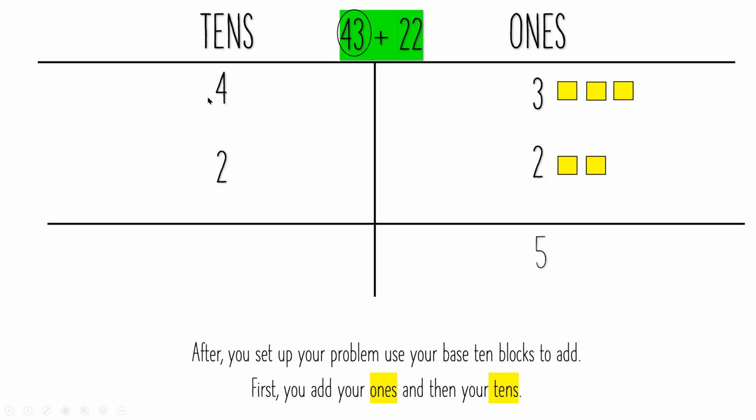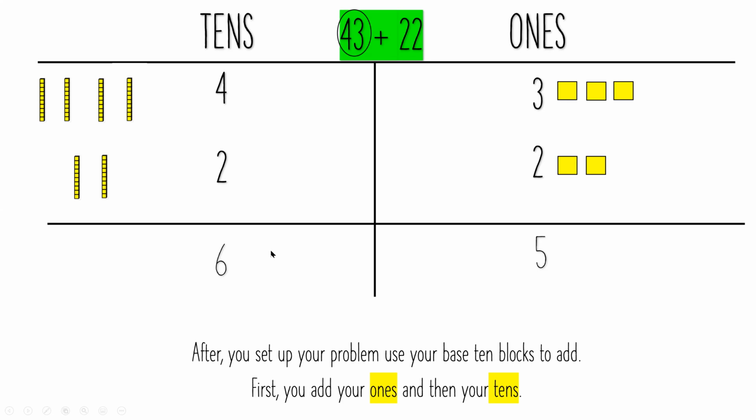Now we're going to add our tens. 10, 20, 30, 40. Now we're going to count by tens. 10, 20, 30, 40, 50, 60. So 4 plus 2 is 6. So our answer is 65.